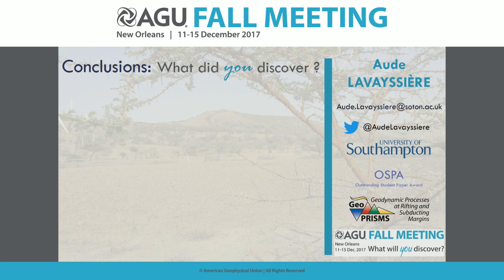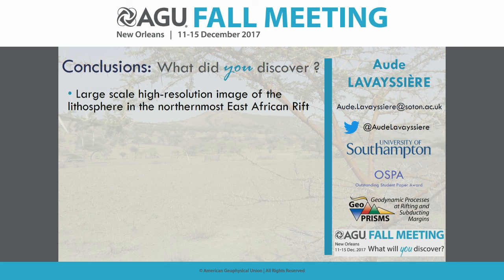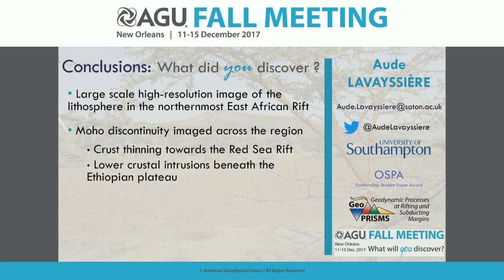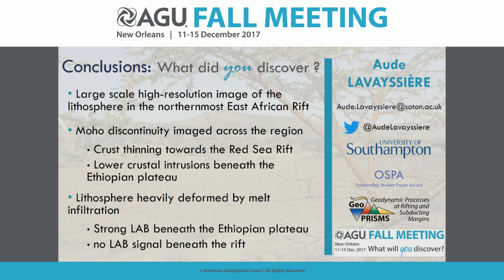So in conclusion, we have now large-scale, high-resolution images of the lithosphere in the northern East African rift. We have a Moho discontinuity image across the whole region with the crust thinning towards the Red Sea rift and some lower crustal intrusion. And we have the lithosphere heavily deformed by melt infiltration with no LAB signal at all beneath the rift, which gives evidence for melt in the mantle.